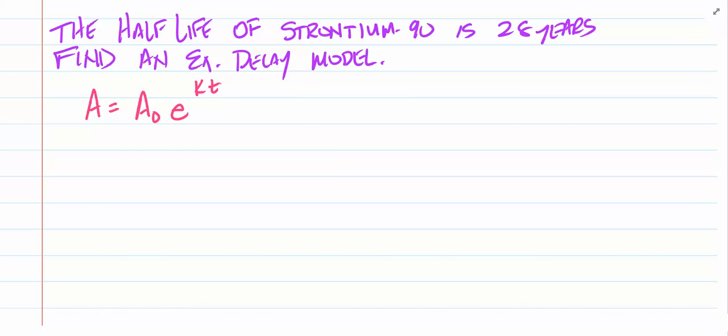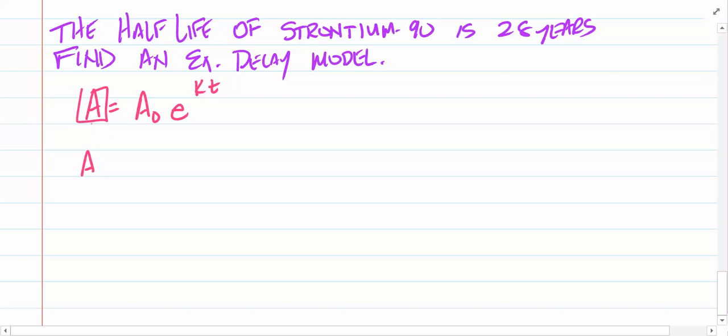Well, we set this up by this. We let our amount be our initial amount over 2. That's going to be the half-life. Equals initial amount e to the 28k. Now, where did 28 come from?